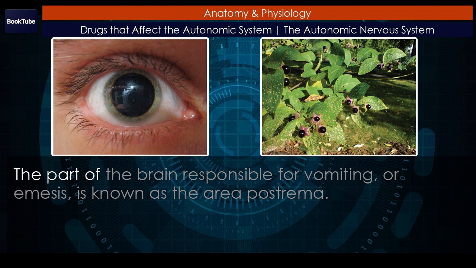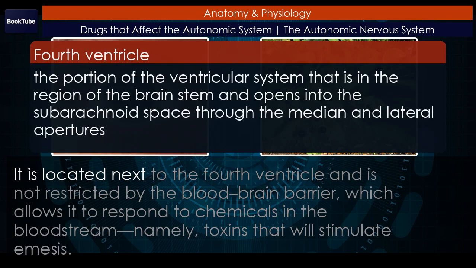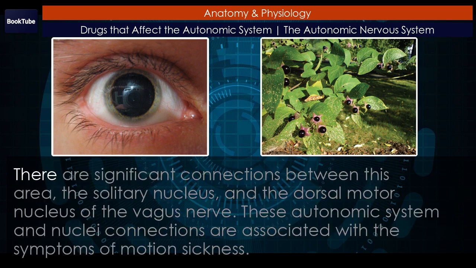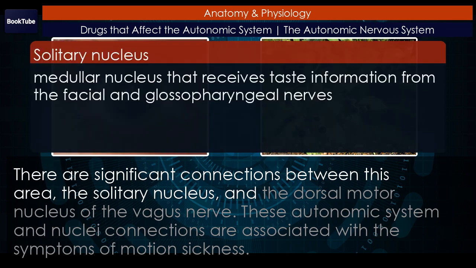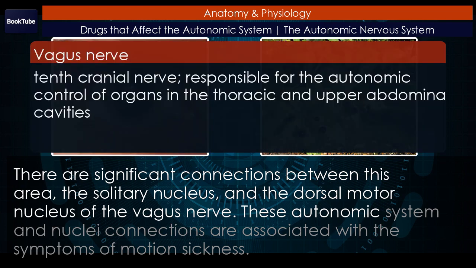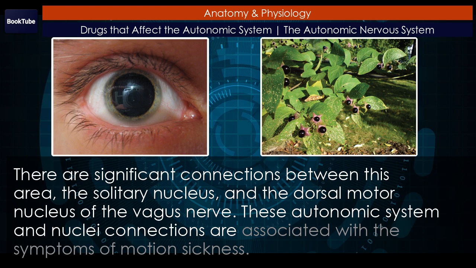The part of the brain responsible for vomiting, or emesis, is known as the area postrema. It is located next to the fourth ventricle and is not restricted by the blood-brain barrier, which allows it to respond to chemicals in the bloodstream, namely, toxins that will stimulate emesis. There are significant connections between this area, the solitary nucleus, and the dorsal motor nucleus of the vagus nerve. These autonomic system and nuclei connections are associated with the symptoms of motion sickness.